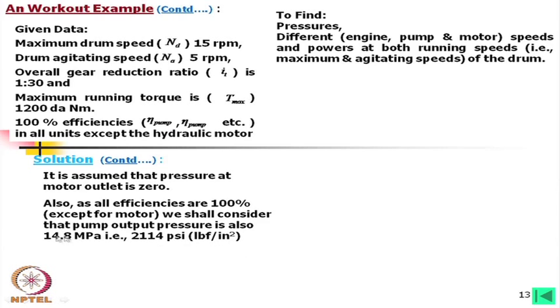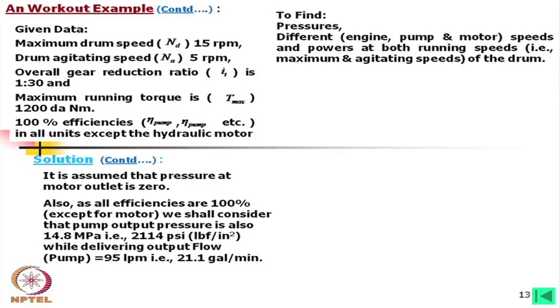Now, how to calculate this? Roughly you can say 1000 psi is equal to 7 megapascal. Then while delivering output flow equal to 95 liter per minute, assuming this is in imperial gallons, we will divide by 4.5, which will give you gallon per minute. Okay. So, we need this one, pump flow output and pump pressure output.